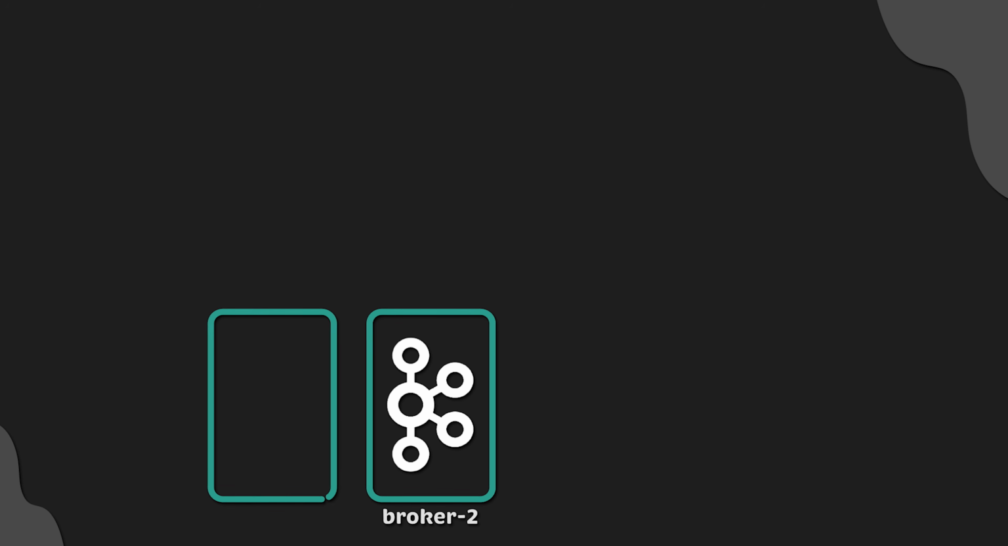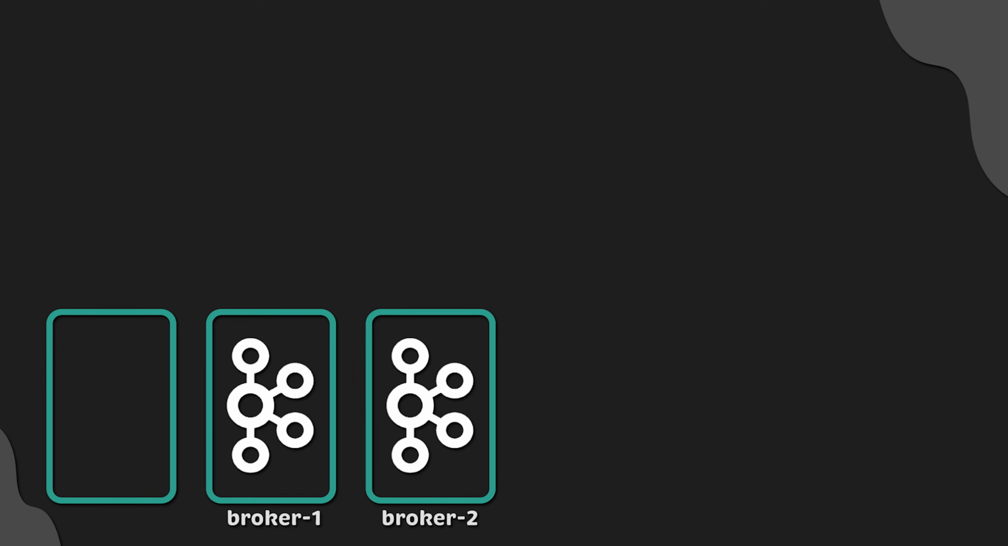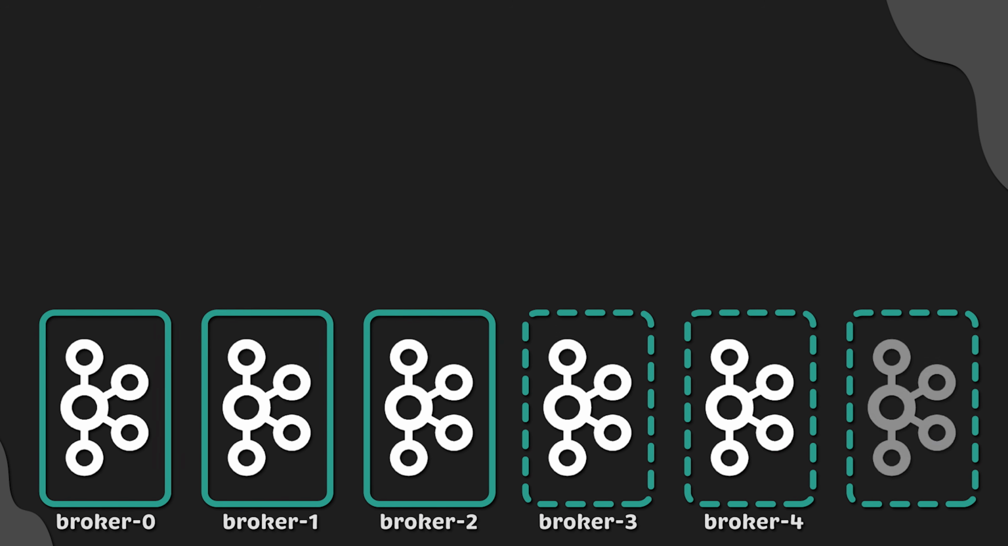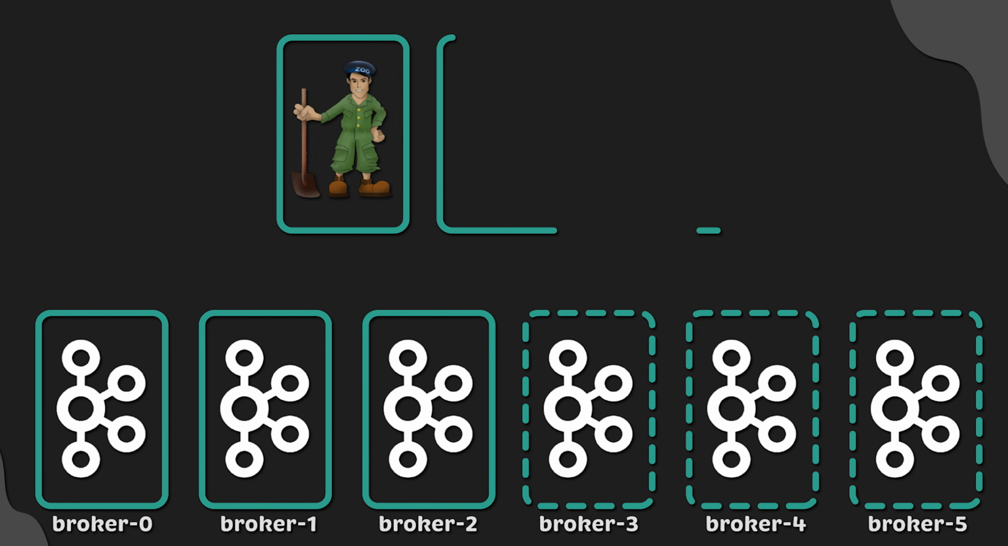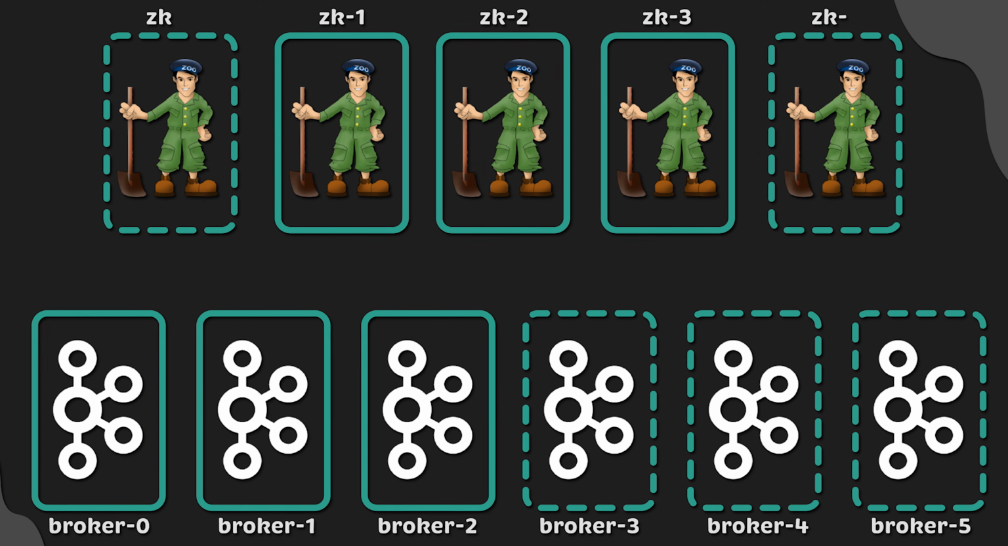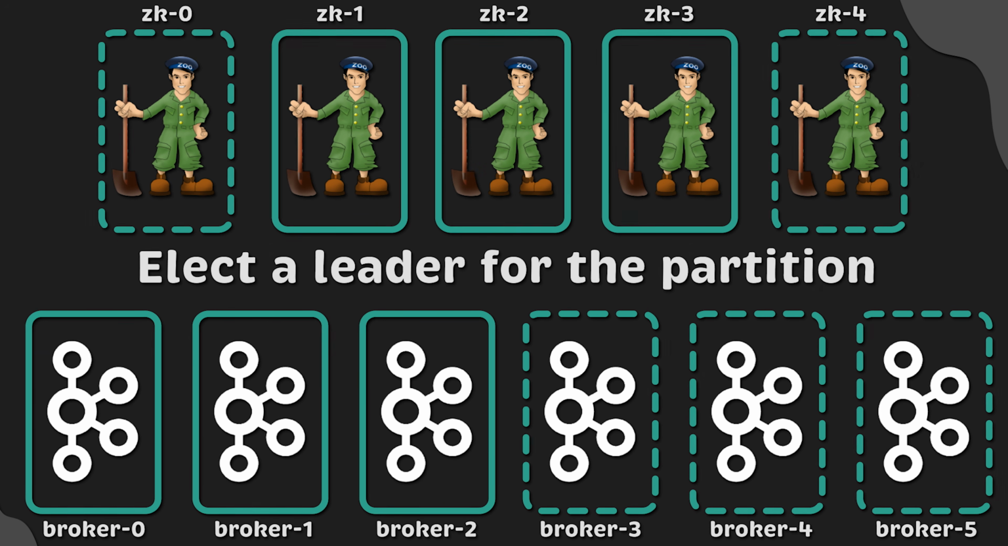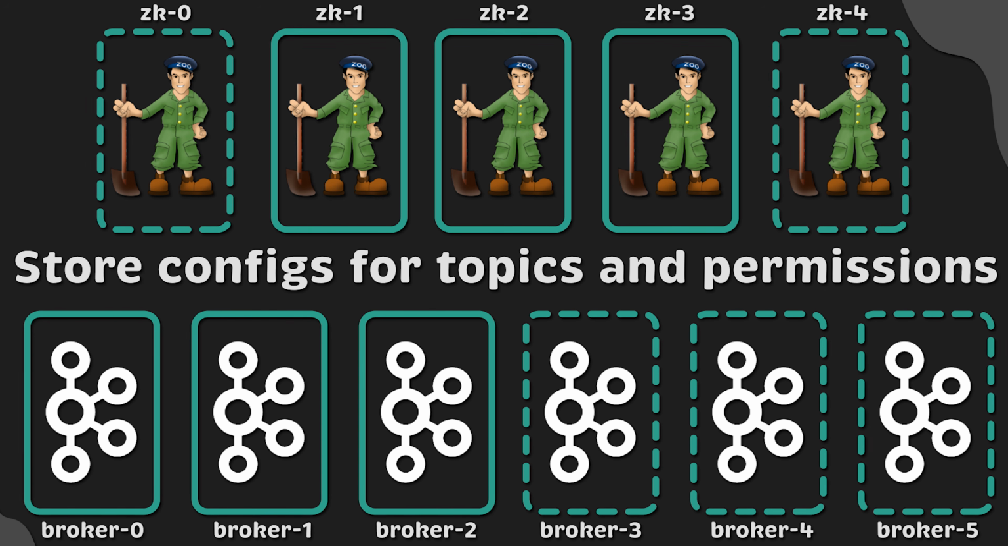Apache Kafka is a distributed messaging system consisting of multiple nodes called brokers. Even small-sized production Kafka clusters require between 3 to 6 brokers. In addition, you need to deploy from 3 to 5 zookeeper nodes. Kafka uses zookeeper to elect a leader for the partition and stores configurations for topics and permissions.